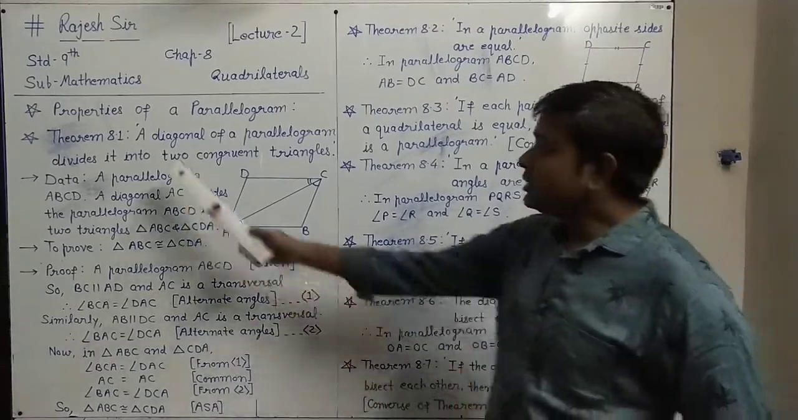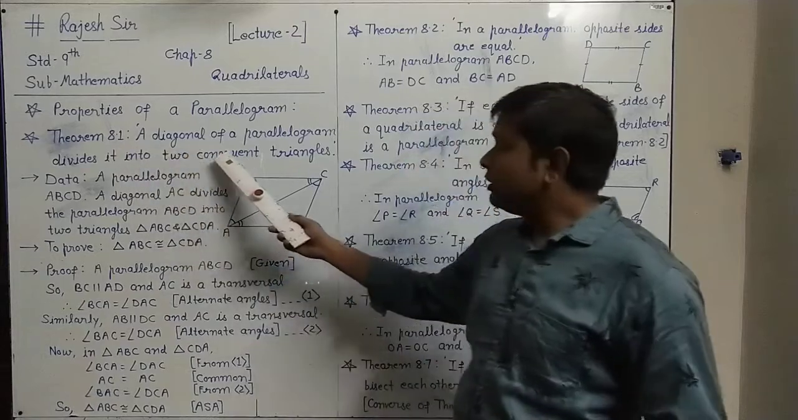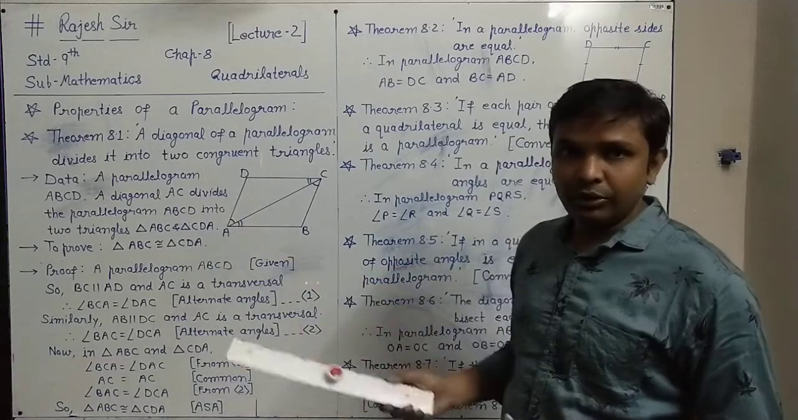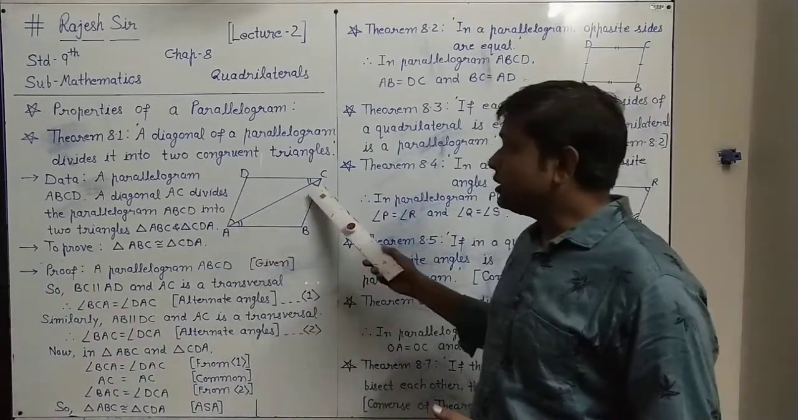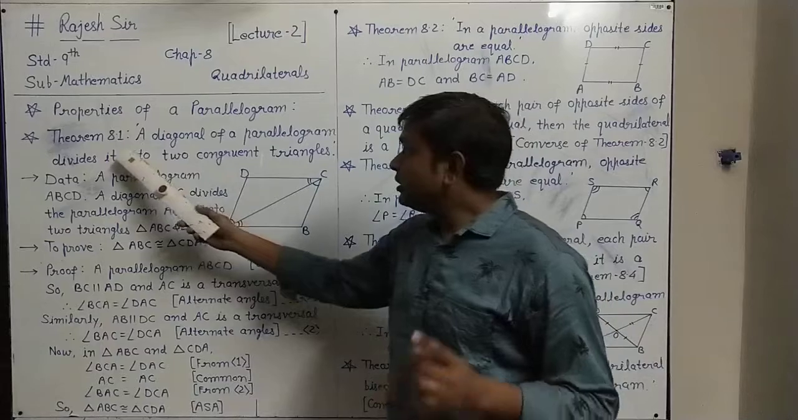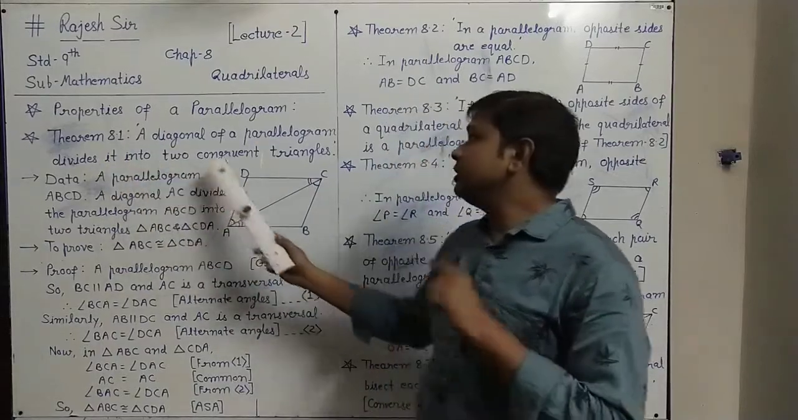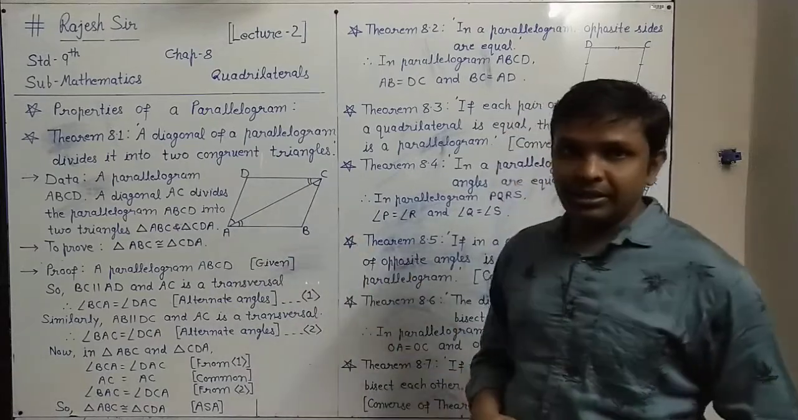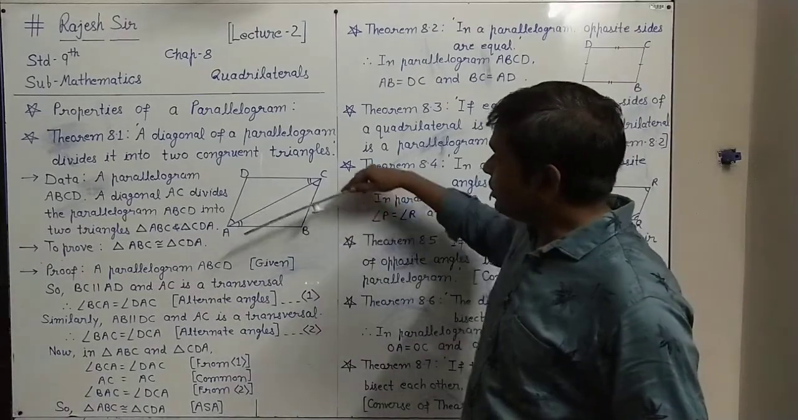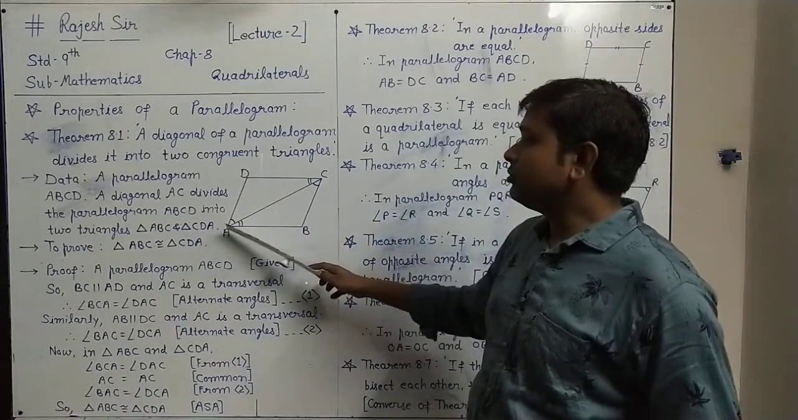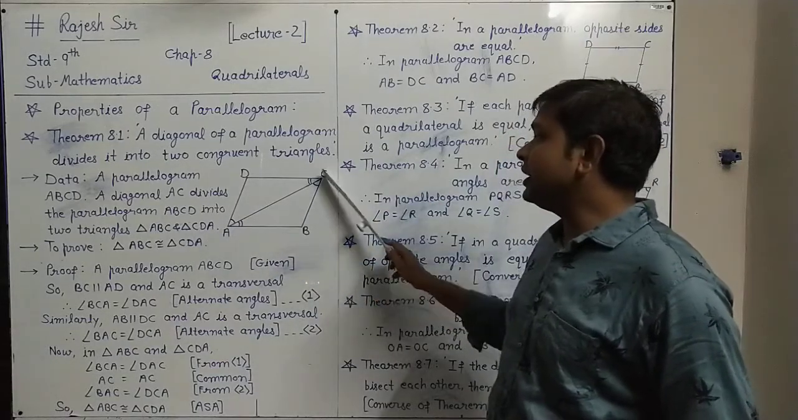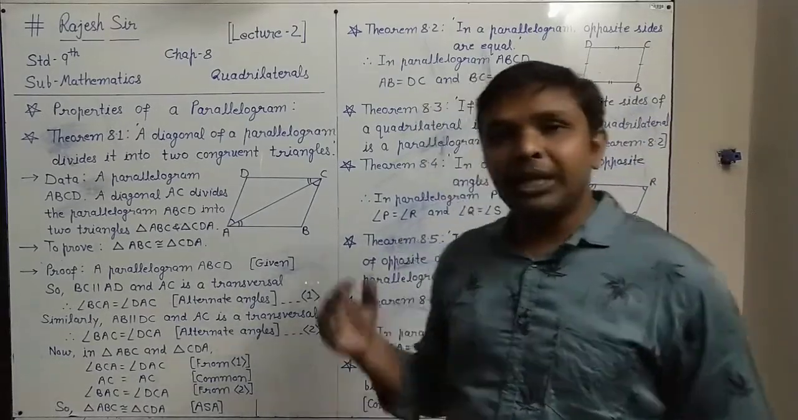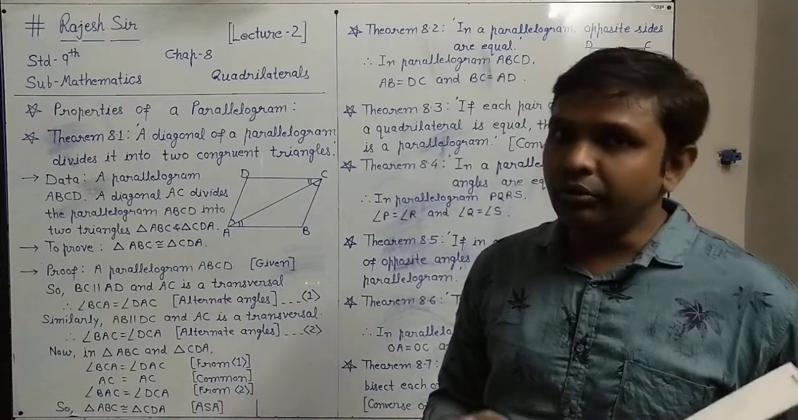So let's see. Theorem 8.1: a diagonal of a parallelogram. Let the parallelogram be ABCD, as I have shown in the figure, and the diagonal AC is shown there. The diagonal of a parallelogram divides it into two congruent triangles. You can see the diagonal AC here, and this diagonal divides the parallelogram into two triangles, triangle ABC and triangle CDA. We want to prove that these two triangles made by the diagonal are congruent.